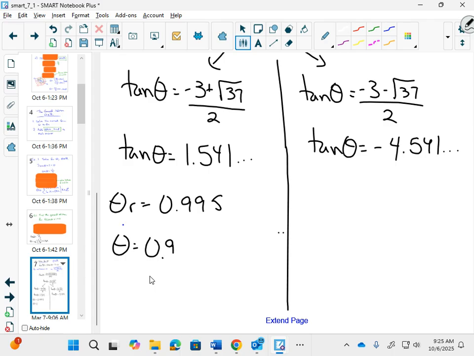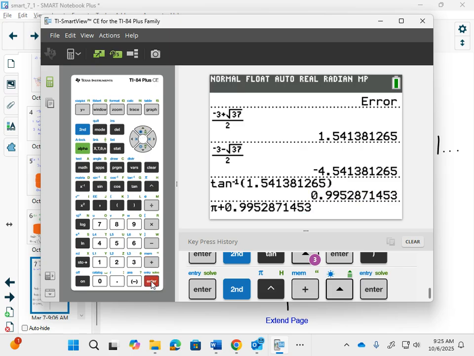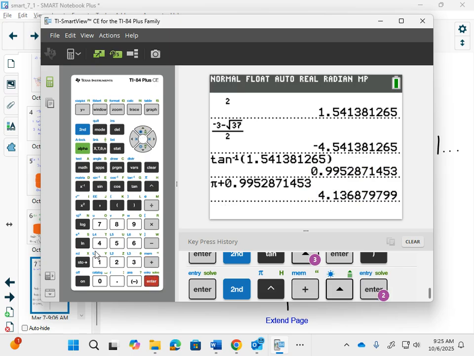So then in quadrant 1, it would be 0.995. And in quadrant 3, I would have to do pi plus my reference angle. So go back to my calculator and go pi plus my reference angle from before. And I get 4.137.